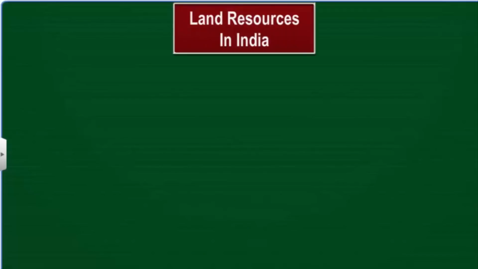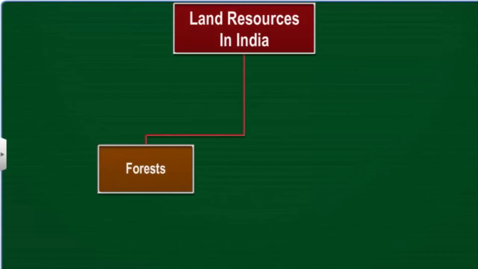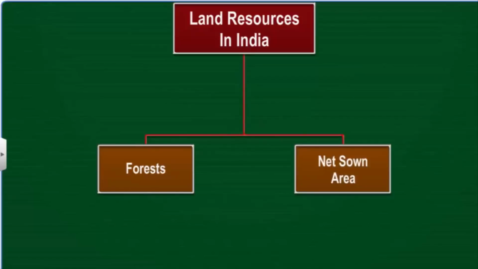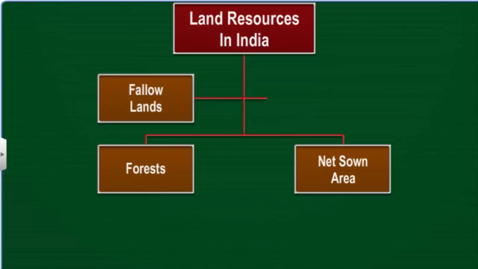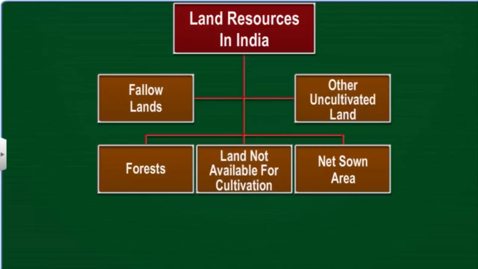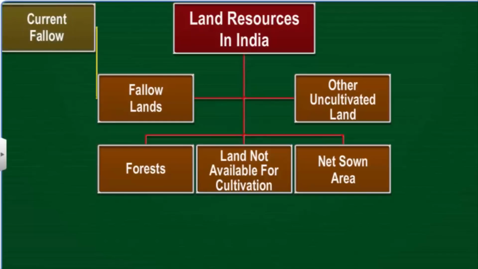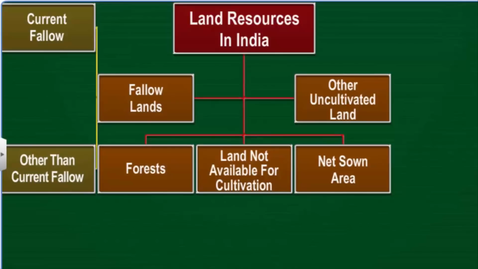Depending on their use, our land resources can be classified as forests, net sown area or total area under cultivation, fallow lands, other uncultivated land, and land not available for cultivation. Fallow land can be further divided into current fallow, which is land not cultivated for 1 or less than 1 year, and other than current fallow, which is land that has remained uncultivated for 1 to 5 years.